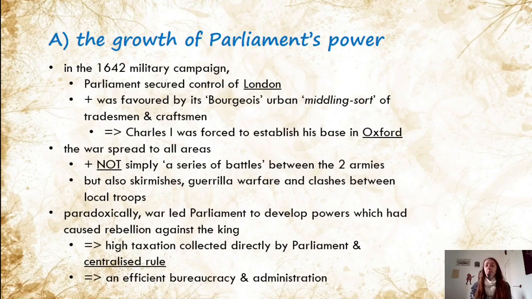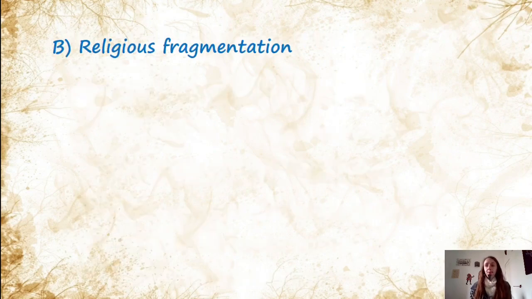Paradoxically, though, war led Parliament to develop powers which had caused rebellion against the king, with high taxation collected directly by Parliament, and centralized rule, which is exactly what the issue was with the king's abuse of power. And with an efficient bureaucracy and administration, again, something that the king had been reproached with.